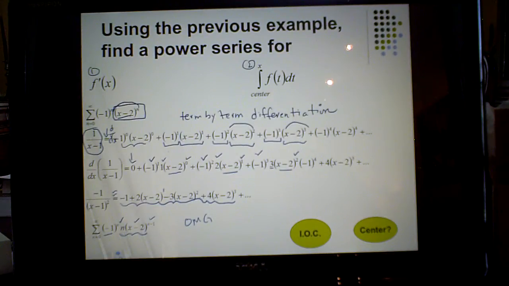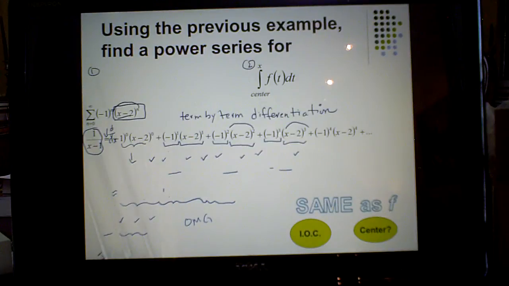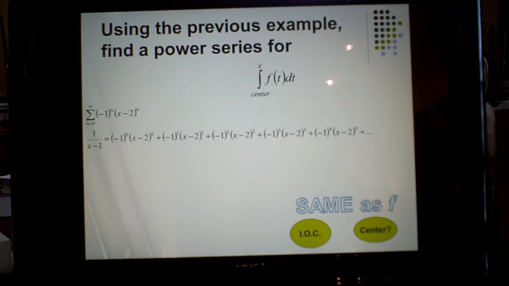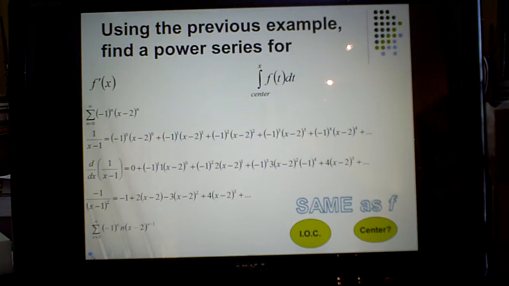The interval of convergence and the center of the power series that you got by differentiating is the same as your original. So this infinite power series that is exactly equal to negative 1 over x minus 1 squared has the same interval of convergence, which for us was 1 to 3, and the same center. I'll call it C for center.